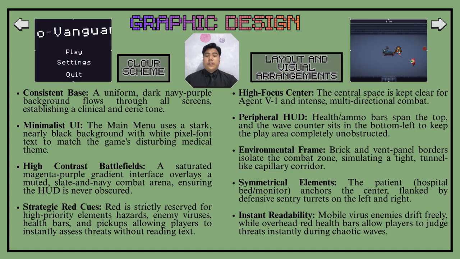High contrast battlefield: during gameplay, we overlay a saturated magenta purple gradient interface over a muted slate and navy combat arena. This guarantees the HUD elements pop out perfectly. Strategic red cues: finally, we strictly reserve the color red for high priority elements like virus enemies, health bar, and pickups. This allows players to instantly assess threats without needing to read any text.